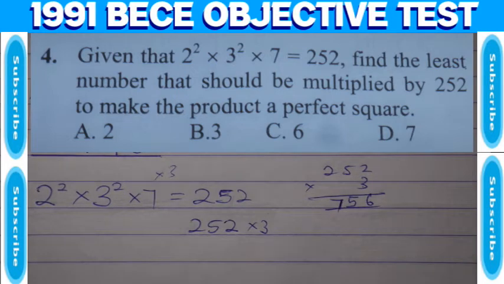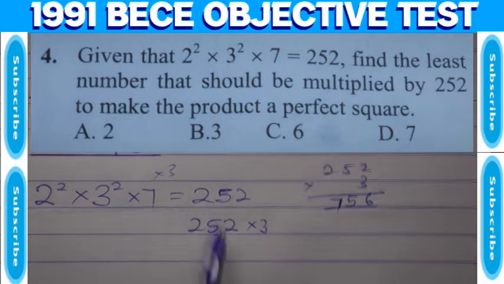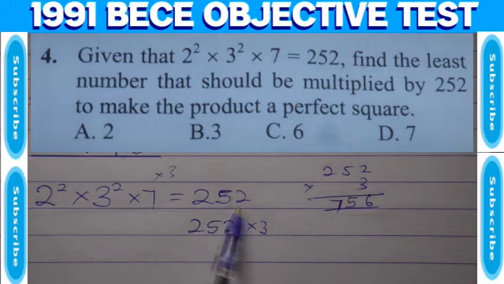And what number multiplied by itself will give you 756? Or is the square root of 756 going to give us a whole number? No, that wouldn't work. Find the square root of 756 and it won't give you a whole number. So that is not the correct number. That is supposed to be multiplied by the product to give us a perfect square.